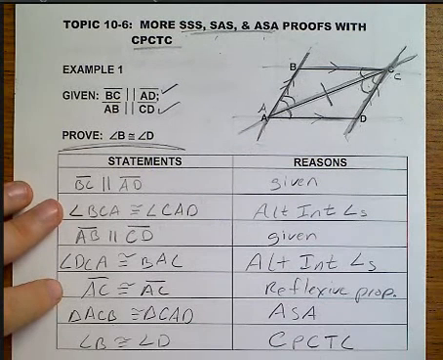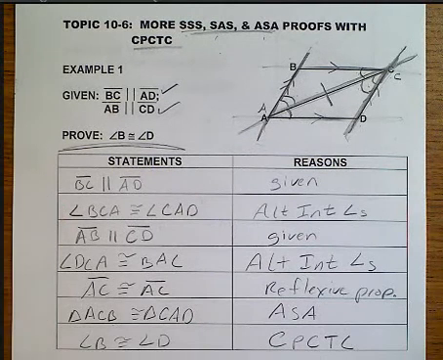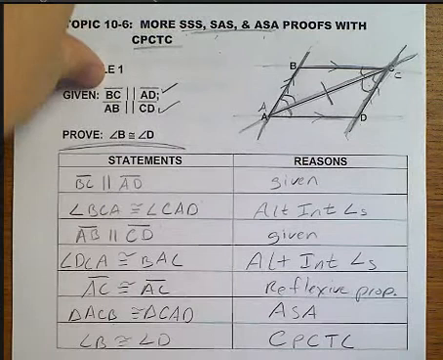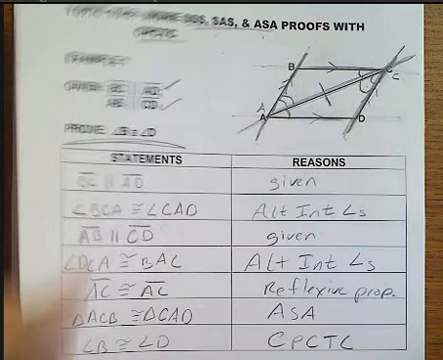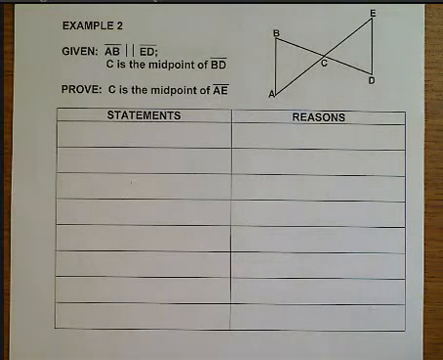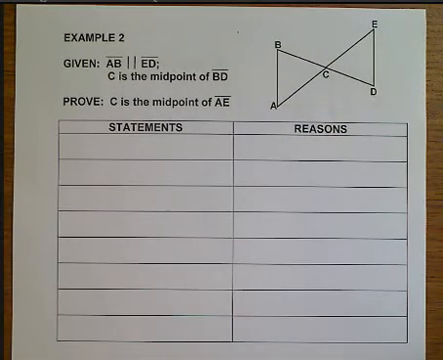So these proofs require a little bit more thought than the ones from the last topic, but it's still not including any new information. Let's take a look at example number 2.